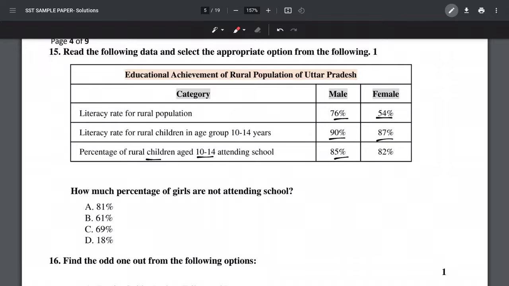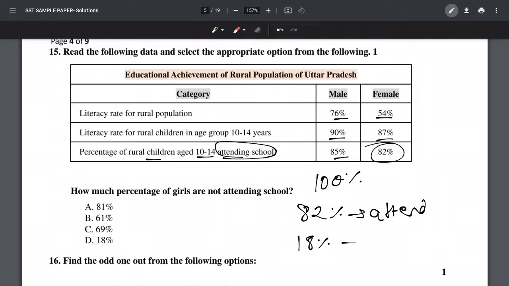The question is, how much percentage of girls are not attending school? So, we are talking about attendance of school over here. Females are 82%. Okay, simple mathematics. 100% will be the full. 82% are attending it, correct. How much is remaining? Only 18% is remaining who are not coming to school, who are not attending it. So simple mathematics, the answer will be 18%. They are not attending the school.